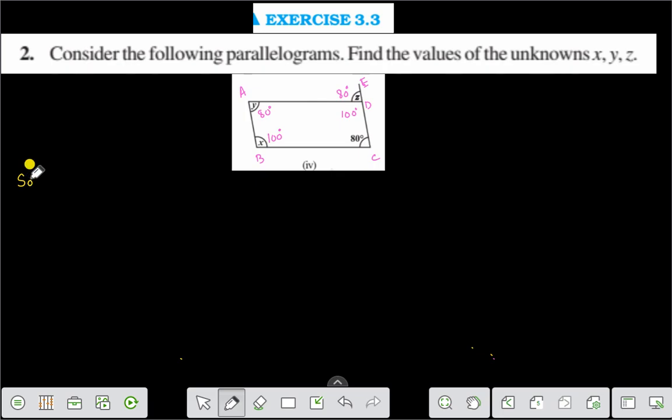First, you can write Y is equal to 80 degree. What is the reason? The reason is that in a parallelogram, opposite angles are equal. That means Y is 80 degree.